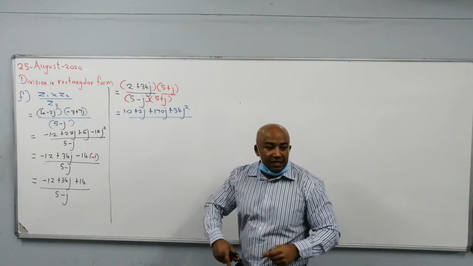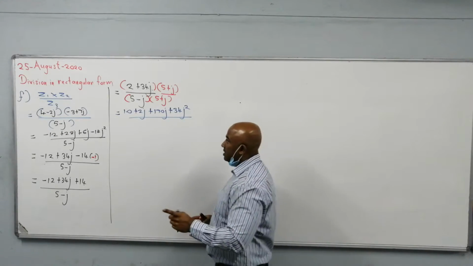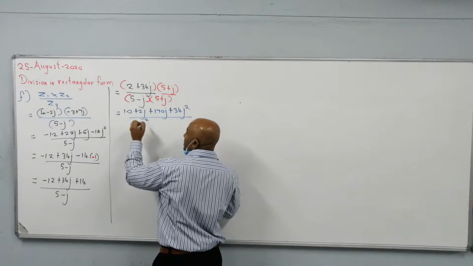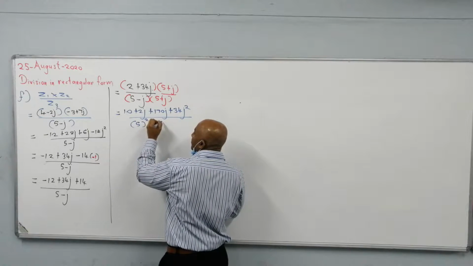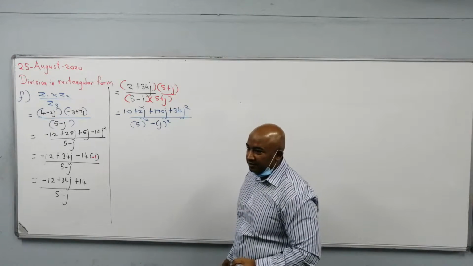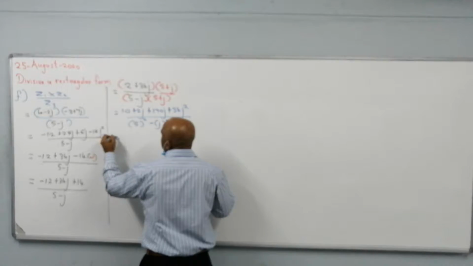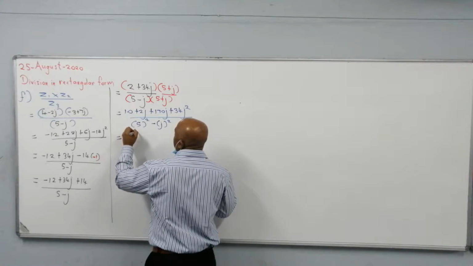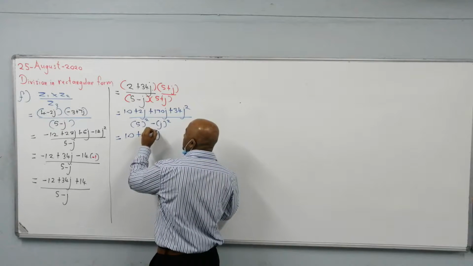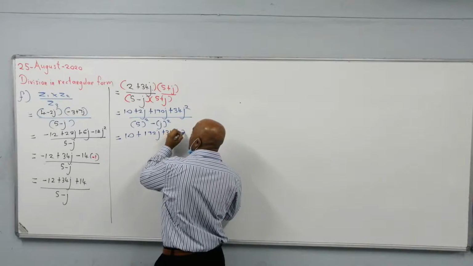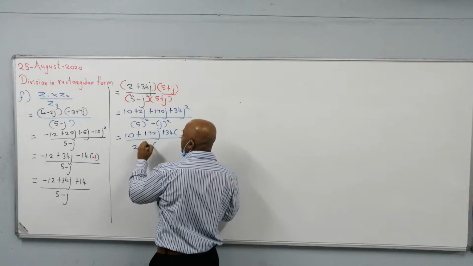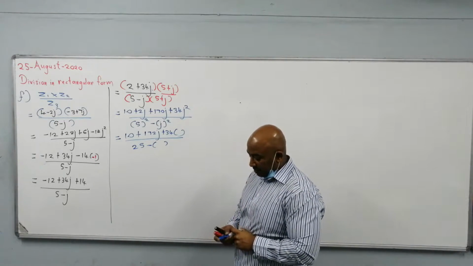And the denominator is the difference of two squares. There's no need to go and multiply every single thing out. You only deal with the first and the last. So this will be the difference of two squares. So that's 5 squared minus j squared. Right. So now this is going to be 10, and 170 plus 2, that will be 172j, plus 34 times j squared. And 5 squared here is 25 minus j squared.